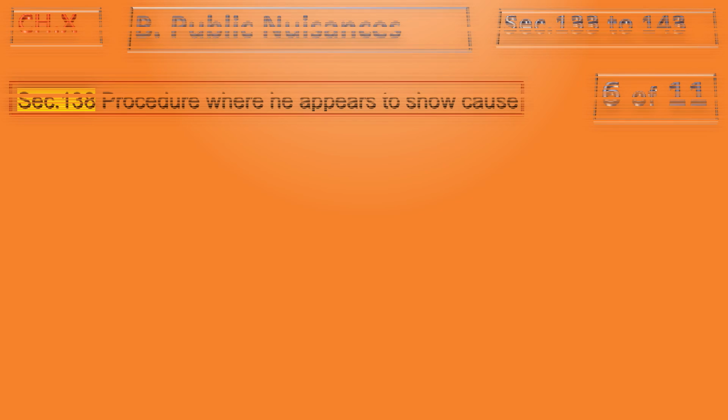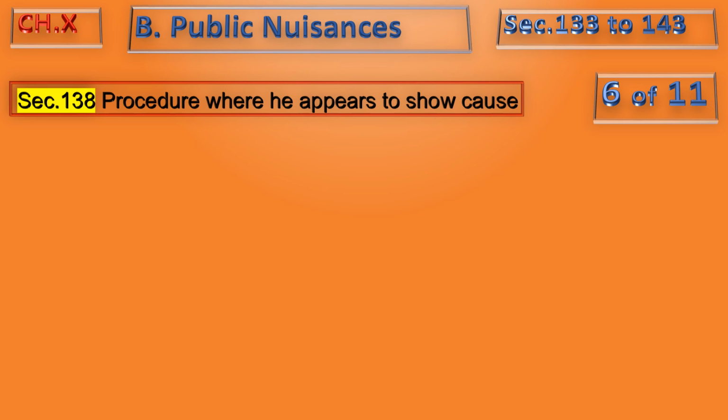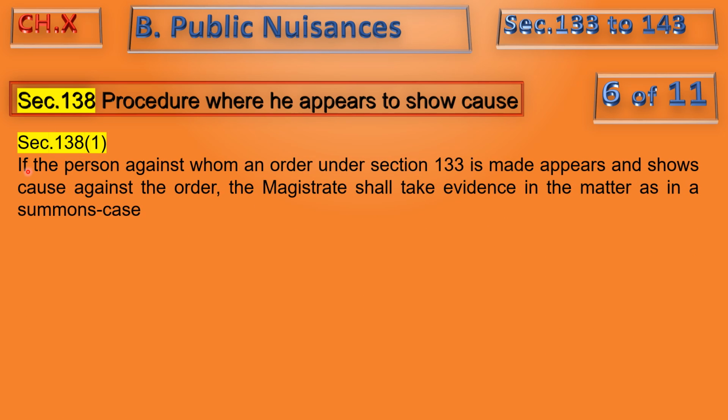Sixth point, procedure where he appears to show cause as per the provision of section 138. Subsection 1 of section 138 says, if the person against whom an order under section 133 is made appears and shows cause against the order, the magistrate shall take evidence in the matter as in a summons case. So a person has been summoned and he appears. That case will be taken up as a summons case. This is what subsection 1 of section 138 says.